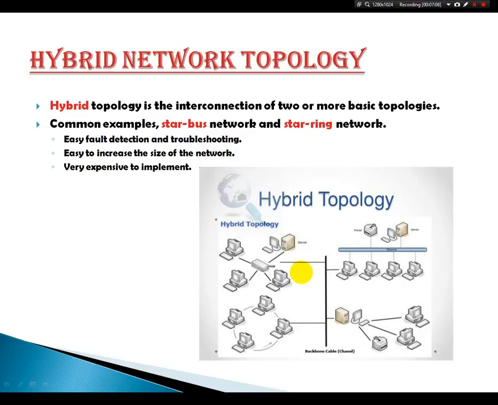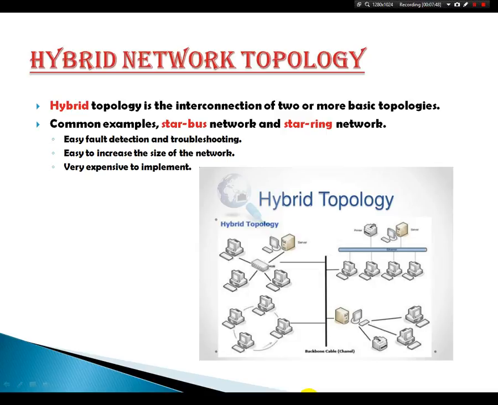Hybrid network topology. Hybrid topology is the interconnection of two or more basic topologies. Common examples: star bus network and star ring network. The advantages to this design are easy fault detection and troubleshooting, and it is easy to increase the size of the network. The disadvantages are it is very expensive to implement, and it is a headache for the architect to design this topology.